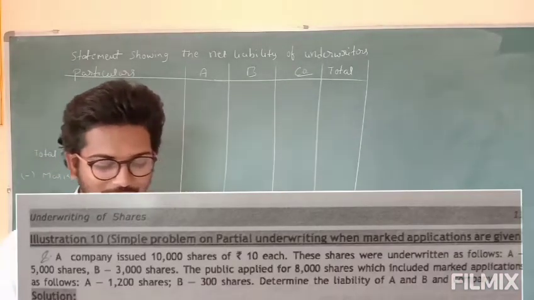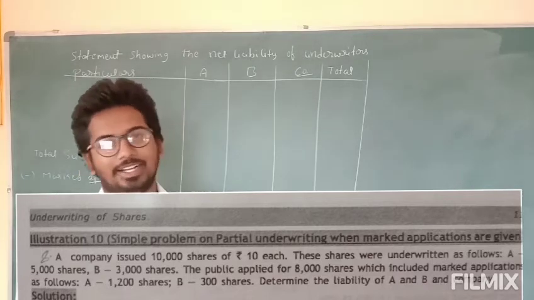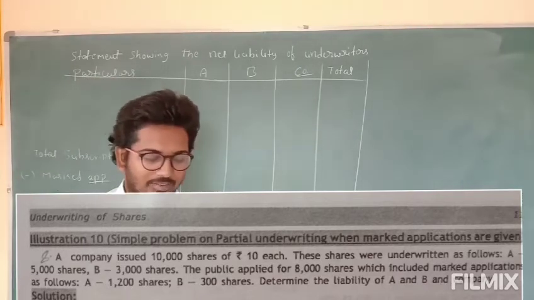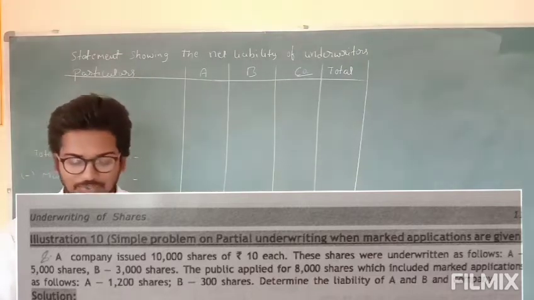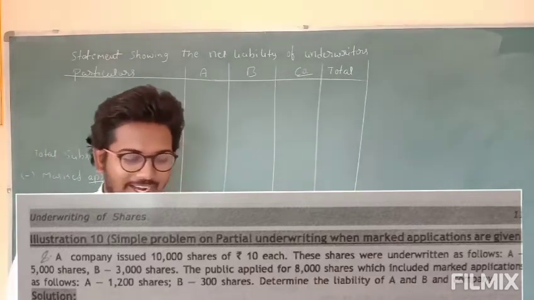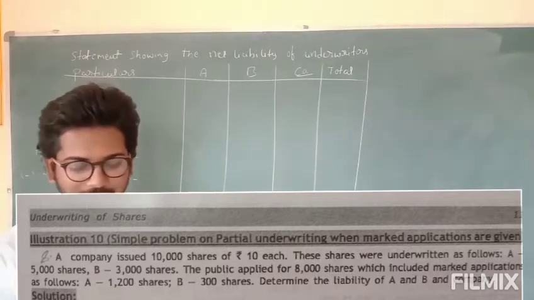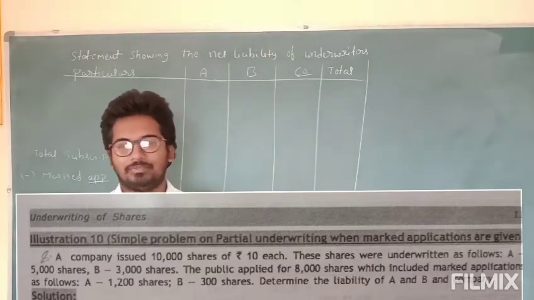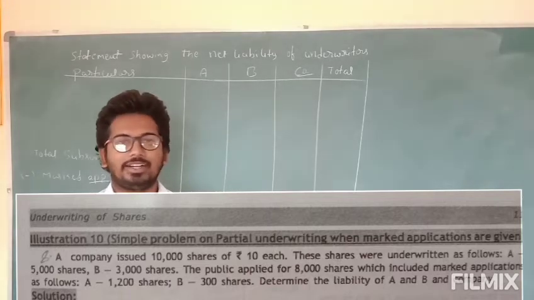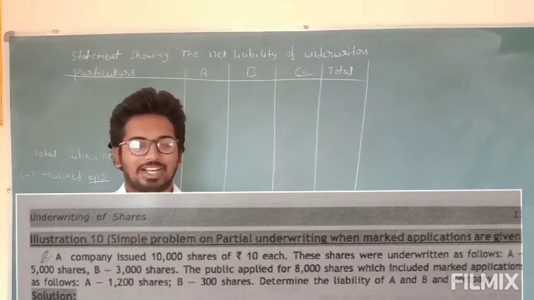A company issued 10,000 shares of rupees 10 each. That means the overall number of shares the company issued is 10,000, and these shares are underwritten as A 5,000, B 3,000. That is what we call gross liability. The shares allocated to the underwriters will be treated as gross liability.